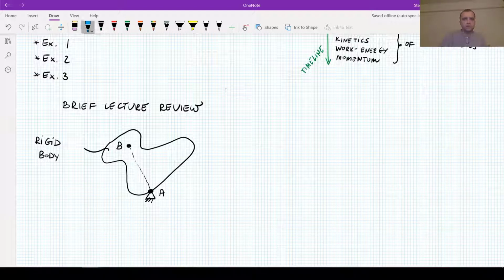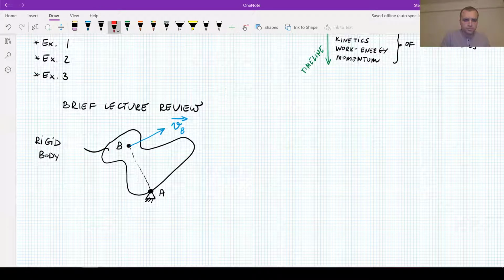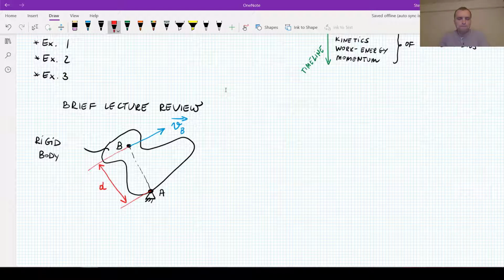Velocity of this point is, of course, perpendicular to that line. It has to be. Additionally, we know this distance. Let's call it distance d. In order to figure out what is omega of the body, so angular velocity of the body, we must know what is the magnitude of this VB. So let's assume that VB is known.